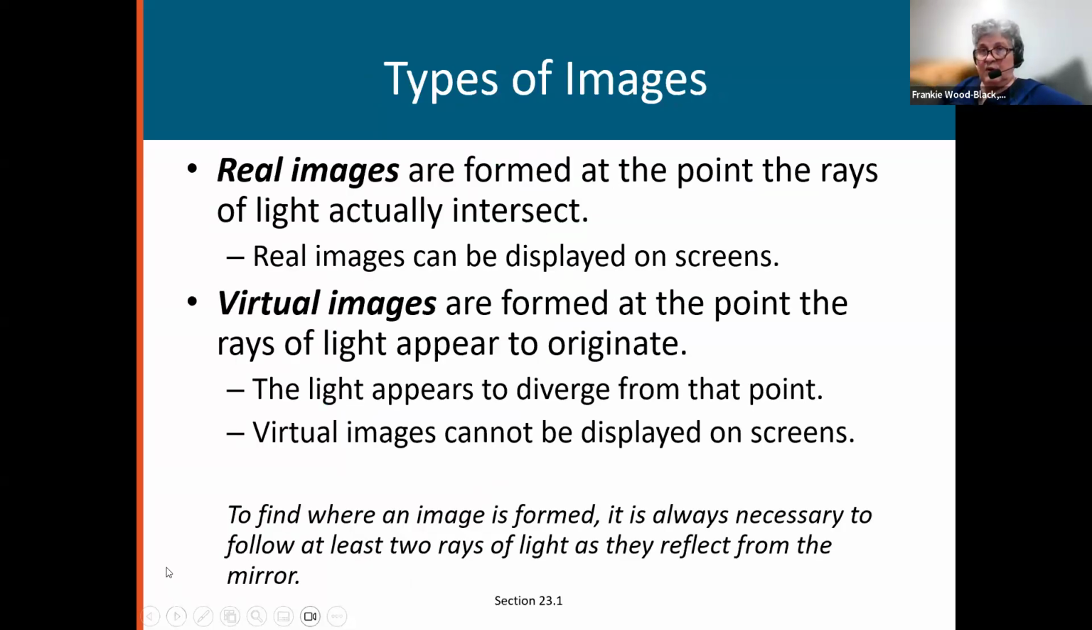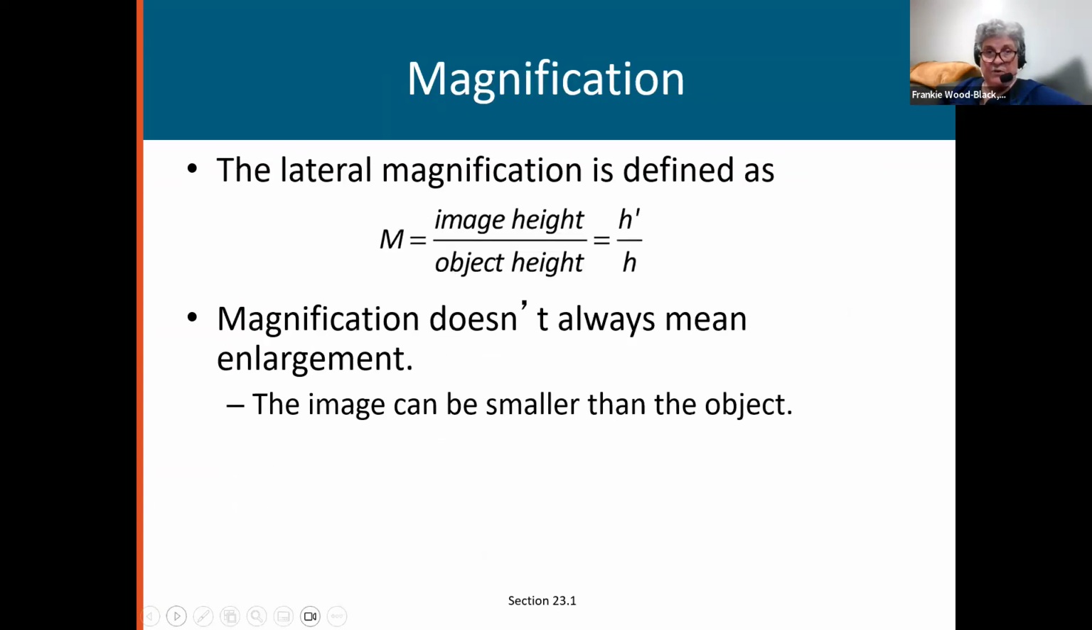So real images, we already talked about that. One of the best ways to tell if I have a real image is to think about it: if I can put a piece of paper where the image appears and I can actually see it on the piece of paper, that is a real image. A virtual image is where it looks like it's going to appear, but if I put a piece of paper there, I will never see it. Think about behind the mirror, it's going to be a virtual image. So that's something to remember as we're dealing with virtual images.